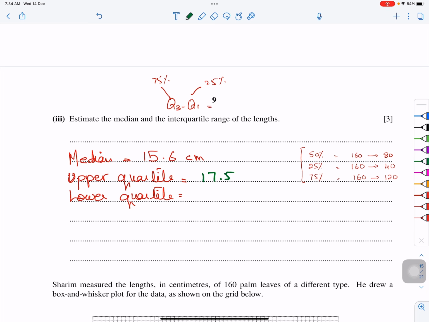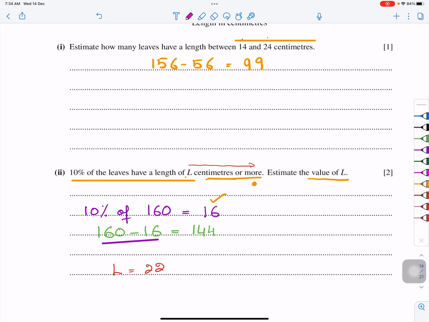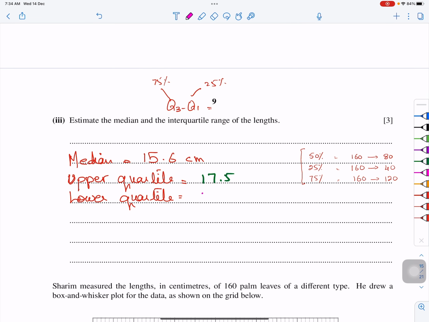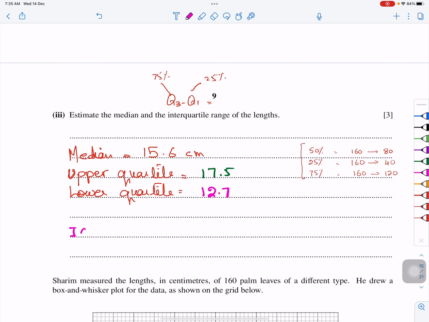And now let's go for the lower quartile, which is at 25%, which is 40. So now I will use here at 40. You can see it is, for example, 10, 11, 12. So 12.6 I think, right? So I'm just writing 12.6 here, or 12.7. A little bit of margin is acceptable. Let's check whether we are reading the values correctly one time before doing the interquartile range. So the interquartile range is upper quartile minus lower quartile.